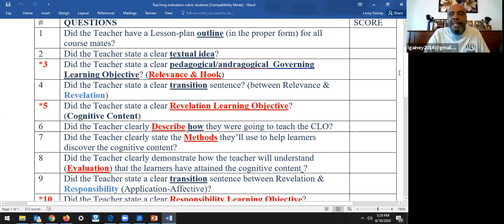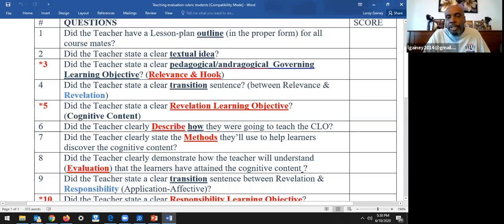So basically these items: did the teacher have a lesson plan in the right format? You already know what that is. Did the teacher state a clear text idea? That's that exegetical idea or the biblical idea. Did the teacher state a clear pedagogical and andragogical idea? That's your governing learning objective. Did the teacher state a clear transition? Number 5, did the teacher state a clear revelation learning objective? That's the cognitive objective, or what we call the CLO, cognitive learning objective.